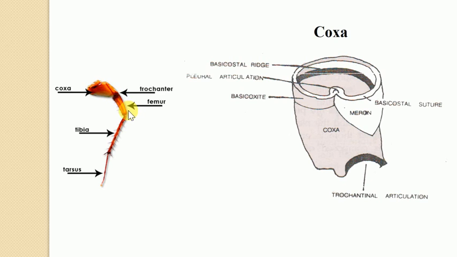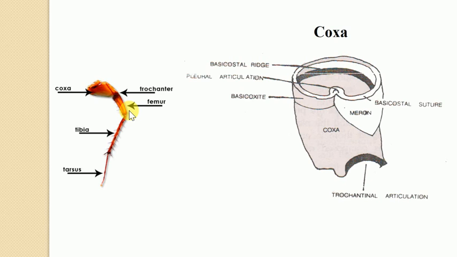The next segment is known as the femur. Now the femur is the third segment of the insect leg. It varies in its shape and size among insects. In some insects, the femur is highly developed. For example, the grasshopper has a saltatorial modification in its leg, where the femur is highly developed, and its shape and size greatly differ from insect to insect.